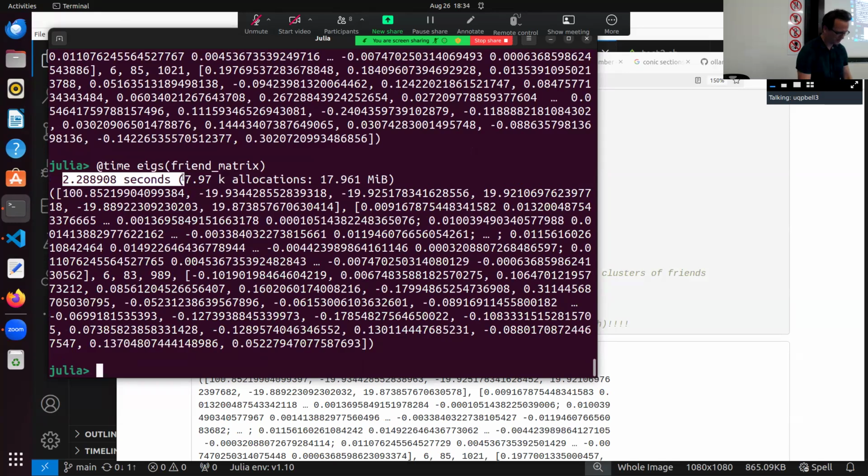If I do eigs, random, I'm not actually sure how this scales. If I did 1,000 by 1,000, which is like, I've gone to 10,000 by 10,000 with this one.